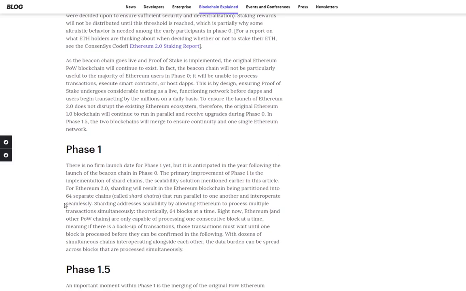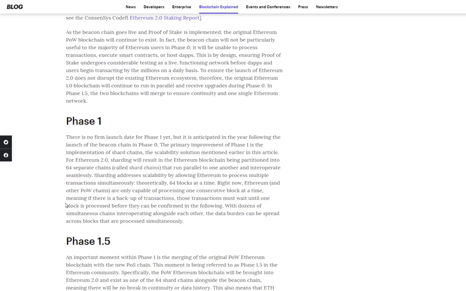We move then on to phase 1. There's no firm launch date for phase 1 yet, but it is anticipated in the year following the launch of the beacon chain in phase 0. Currently it is saying before the end of 2020, so any time over the next 6 months we should expect phase 0 to be rolled out. The primary improvement of phase 1 is the implementation of shard chains, the scalability solution mentioned earlier in this article. For Ethereum 2.0, sharding will result in the Ethereum blockchain being partitioned into 64 separate chains that run parallel to one another and interoperate seamlessly.